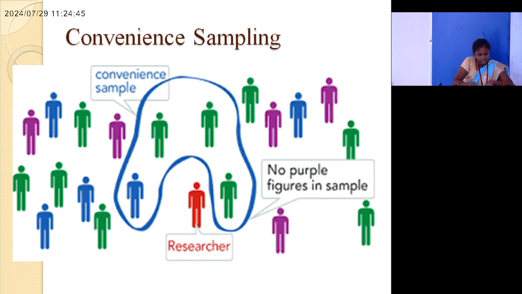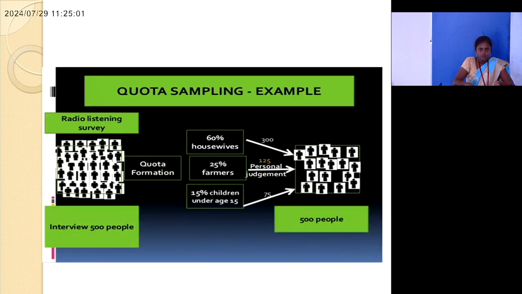Next one is convenience sampling. In a convenience sampling method, the samples are selected from the population directly because they are conveniently available for the research. Next one is quota sampling. In the quota sampling method, the researcher forms a sample that involves individuals to represent the population based on specific targets or qualities.